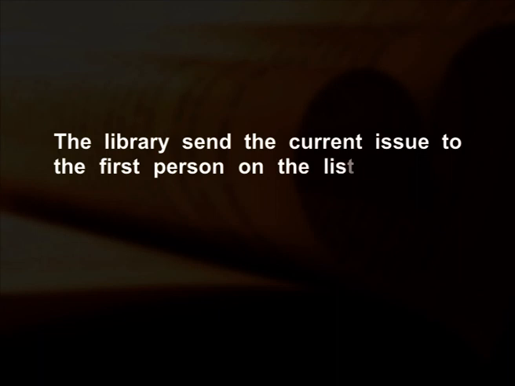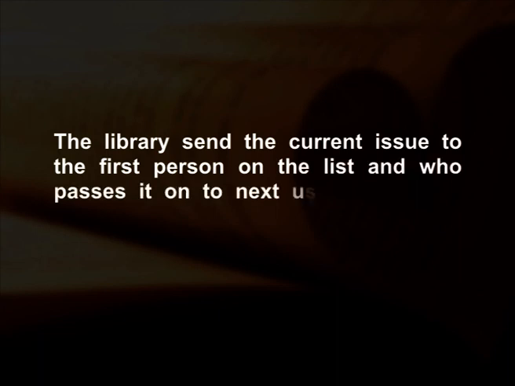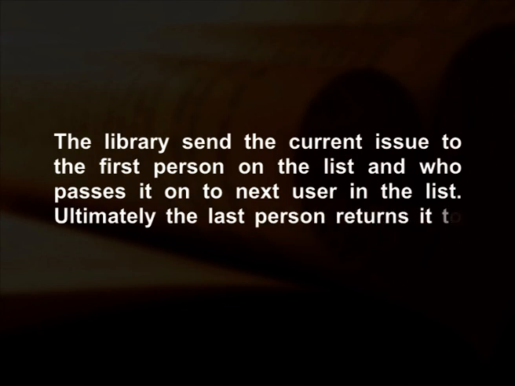The library or documentation center circulates the latest issue of journals among its specialist users. There are two main systems of routing the current issues of journals. In the first type of method, the library sends the current issue to the first person on the list and who passes it on to the next user in the list. Ultimately, the last person returns it to the library.